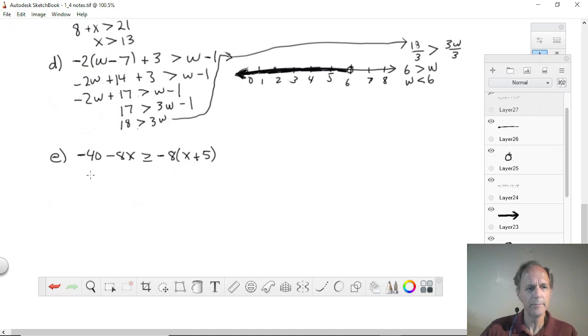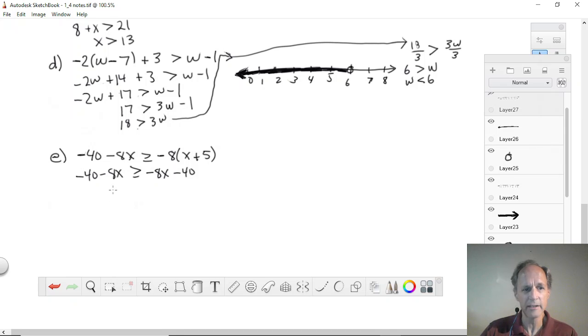Okay, so this one's kind of big and involved. First thing we got to do, we're not going to change anything. We're just going to distribute what's on the right. So that's negative 8x minus 40. Okay, and then, boy, look at that. Negative 8x, negative 8x. We've seen this kind of thing before. What are they up to?